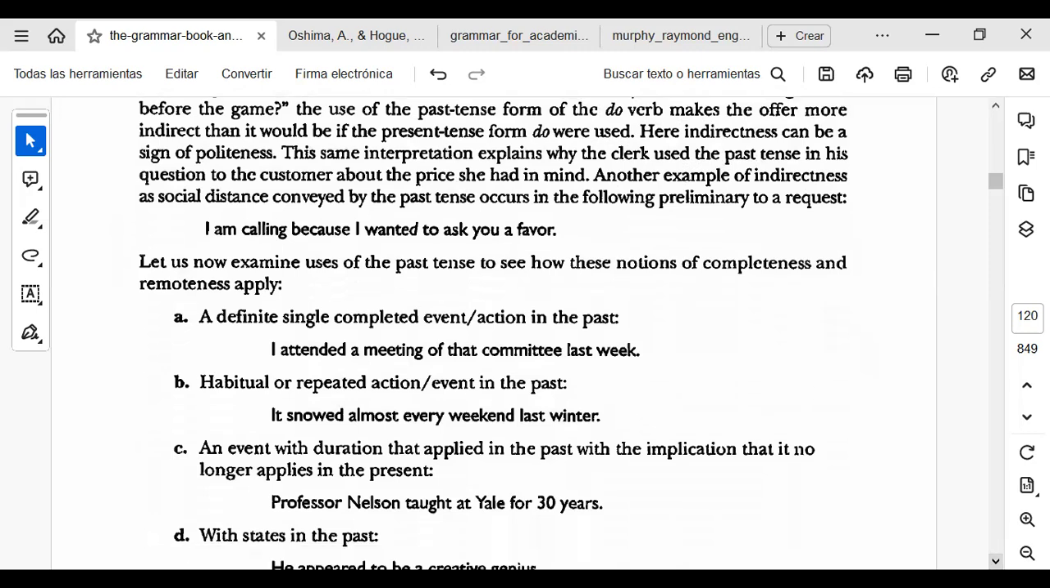I am calling because I wanted to ask you a favor. Another example of indirectness, a social distance conveyed by the past tense, occurs in the following preliminary requests. Okay. Here, for example, you have present progressive, and here you have past. But it doesn't mean that it's past. This is a social distance and also polite.